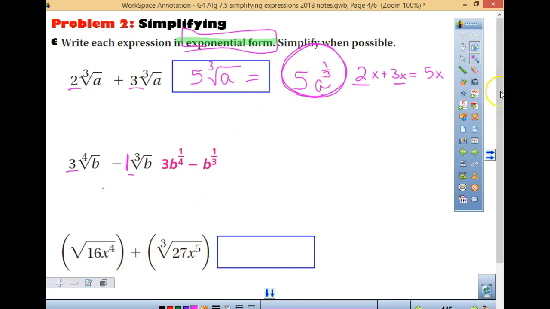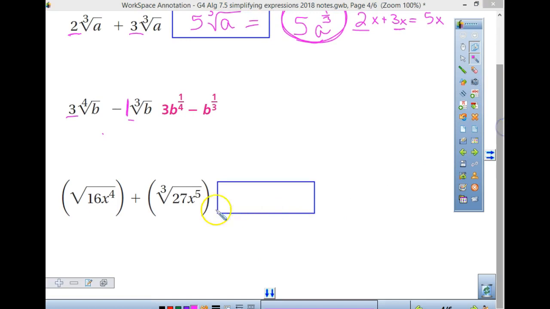All right, so we're looking at this next one. And you think, oh my gosh, there is no way. So, you're finding the square root of 16. What is the square root of 16? 4. What is the square root of x to the 4th? X to the 2nd. Plus, what is the cube root of 27? 3. And we have the x to the 5th raised to the 3rd.